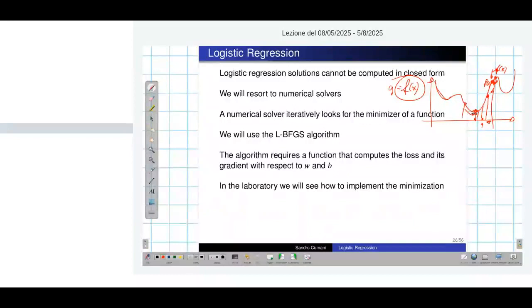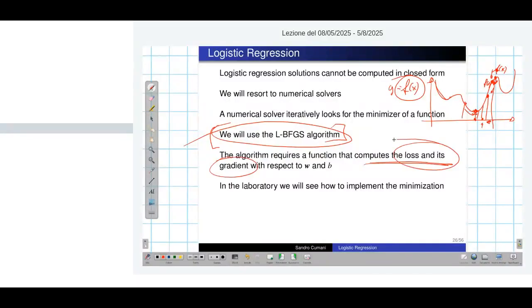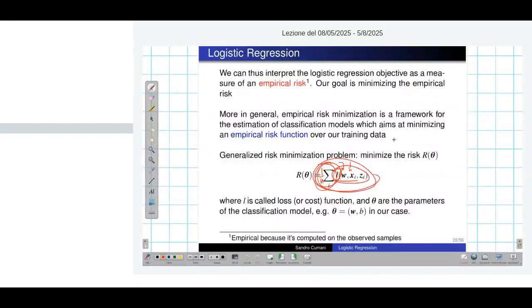Now, the algorithm that we will use is a bit more refined than what I just said for a one-dimensional function. It works with multi-dimensional functions, and it's actually quite efficient in the number of calls it does to find the solution. Maybe I will say a couple of words tomorrow, but we will not see how the algorithm works in detail. The algorithm requires that we are able to compute the loss and the gradient, that is the vector of derivatives of the loss with respect to the parameters. We'll see tomorrow how to do it. So essentially, we need to be able to compute this sum over i of the loss.